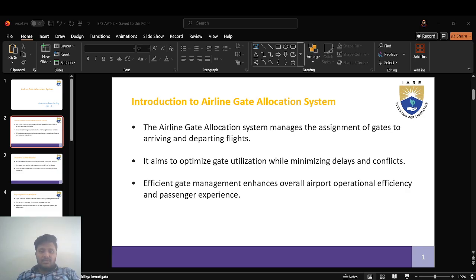The airline gate allocation system is a system that decides which gates at an airport should be used for incoming and outgoing flights. Its main goal is to make sure that gates are used in the best possible way so no flight has to wait unnecessarily for a gate. It also helps prevent two planes from being assigned to the same gate at the same time, which could cause delays. By managing gates efficiently, the system helps the airport run more smoothly. Passengers get a better experience because flights arrive and depart on time, and airport staff can handle operations more easily.